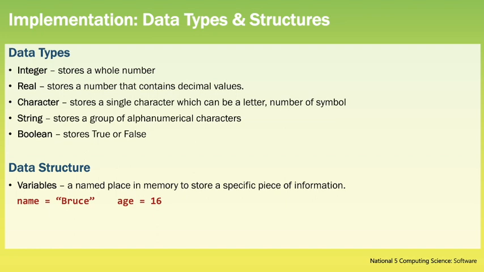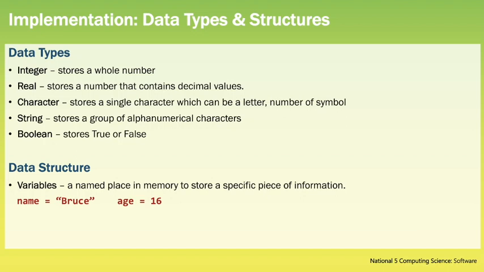Characters store a single character, so this could be the letter A, it could be the number 3, or it could be the @ symbol on the keyboard. A string stores a group of alphanumerical characters. So this could be a person's name, the registration of your car, your telephone number. A boolean stores two values, true or false.